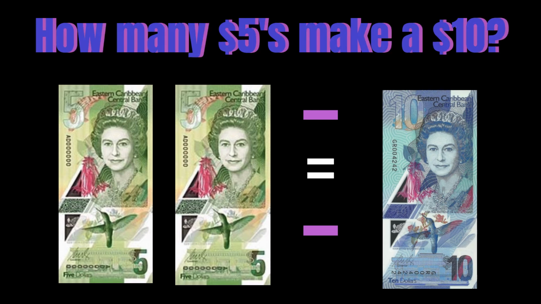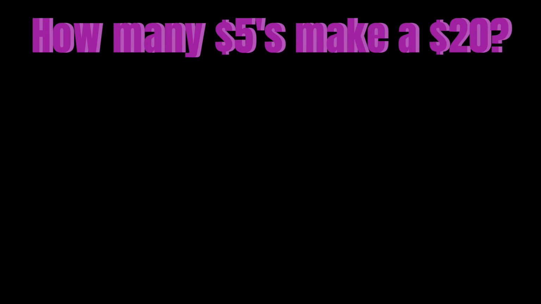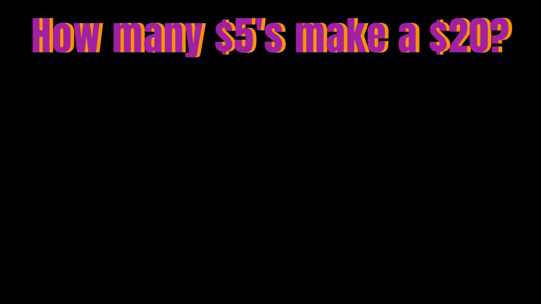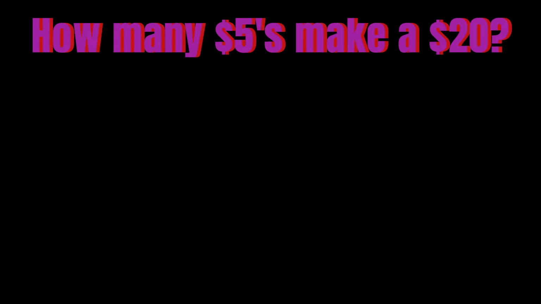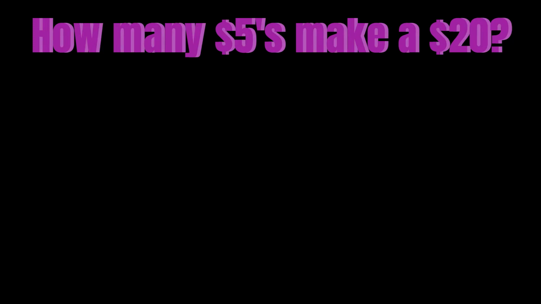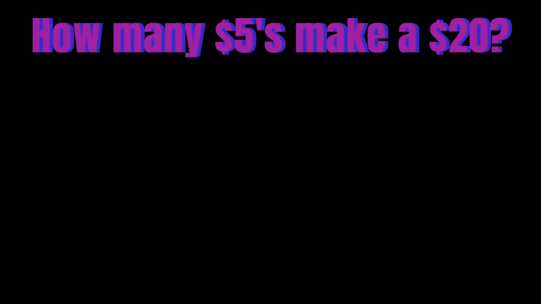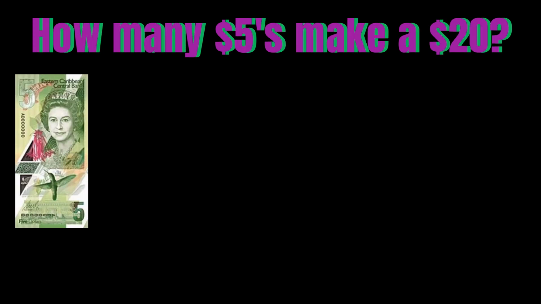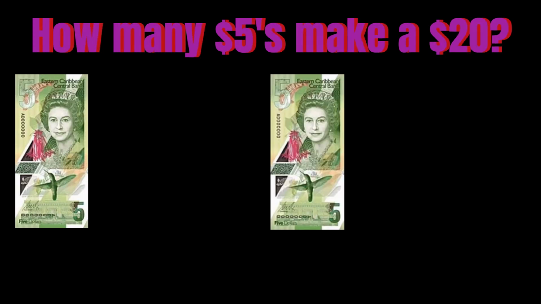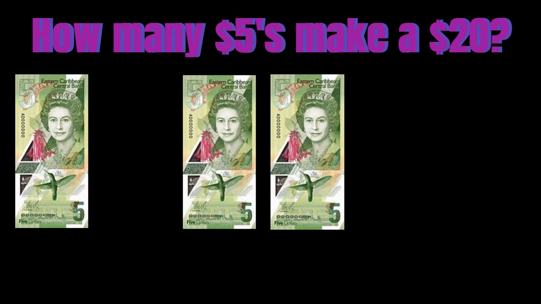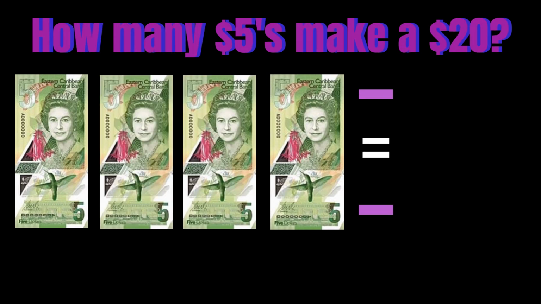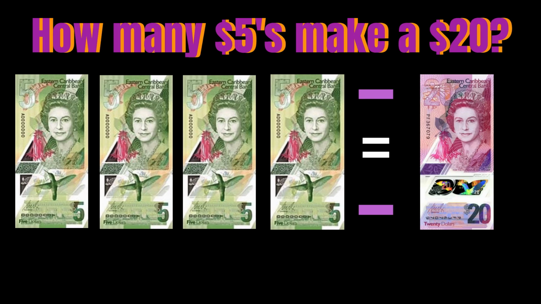How many 5s would we get from a 20? Oh yes, exactly. 10 and 10 make 20. And if there are 2 5s in a 10, 2 plus 2 will give us 4. Exactly, girls and boys. There are 4 5s in a 20.